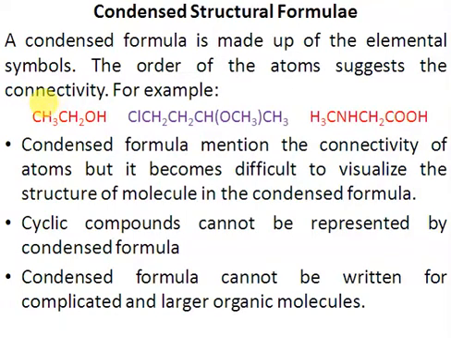In the condensed formula we don't make use of any dashes. So this is the sequence. This carbon has 3 hydrogens bonded to it, and this carbon is further bonded to a carbon, and this carbon has 2 hydrogens further bonded to an OH. So this is the sequence, and the sequence suggests the connectivity.